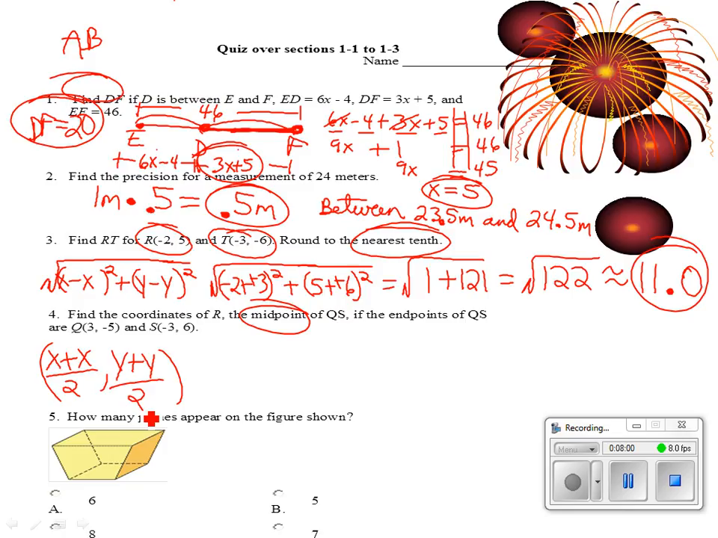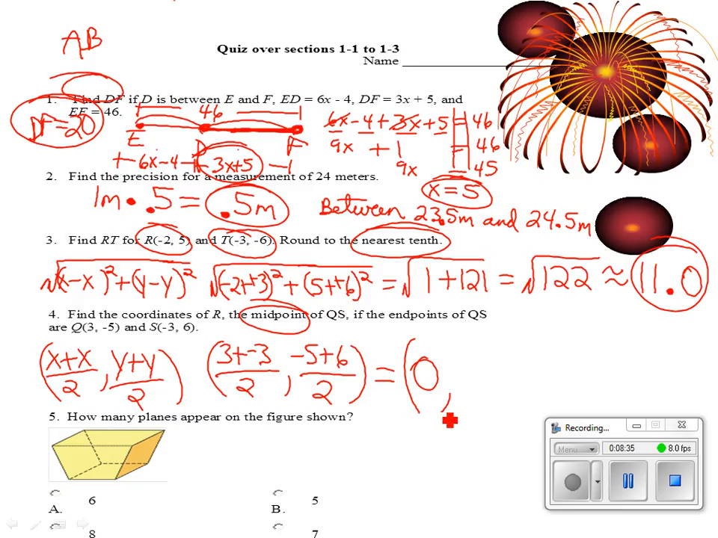What's our x's this time? 3. So 3 plus -3 divided by 2. What's the y coordinates? -5 plus 6 divided by 2. Let's just do all this math all at once. What's 3 plus -3? 0 divided by 2? 0. That's the x coordinate. You don't do anything else to that. That's the x coordinate of your point.